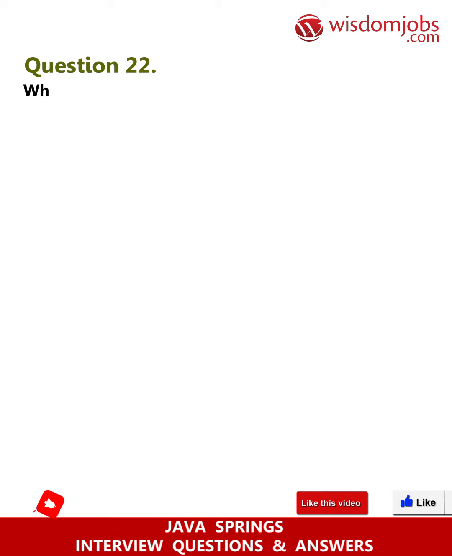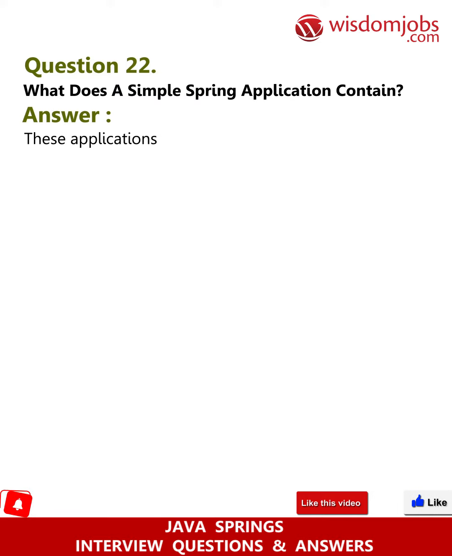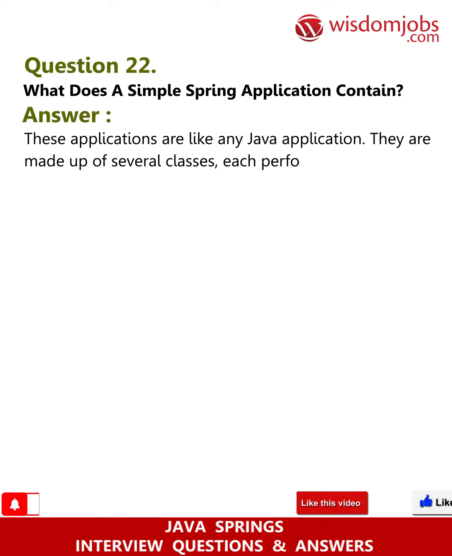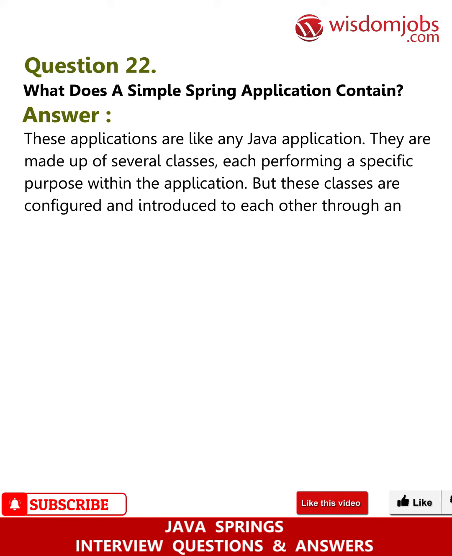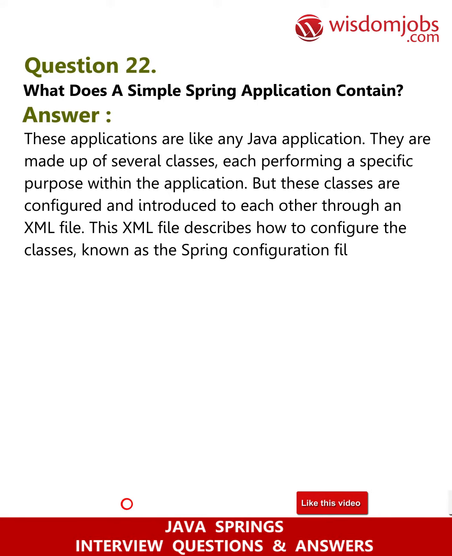Question 22. What does a simple Spring application contain? Answer. These applications are like any Java application. They are made up of several classes, each performing a specific purpose within the application, but these classes are configured and introduced to each other through an XML file. This XML file describes how to configure the classes, known as the Spring configuration file.